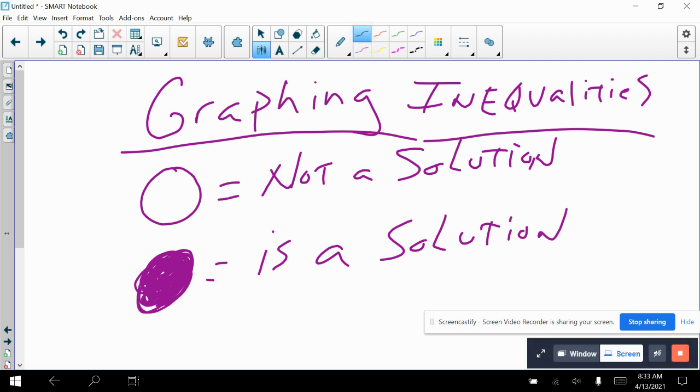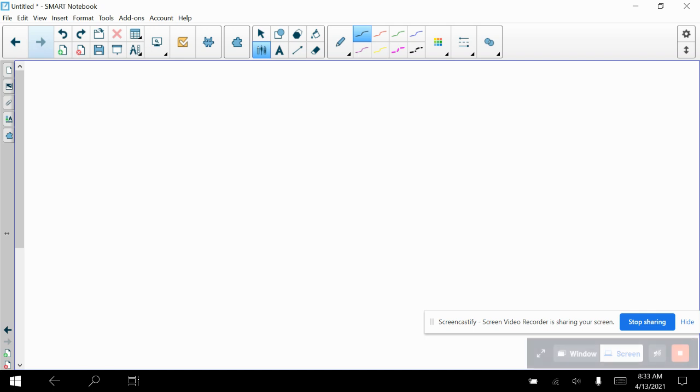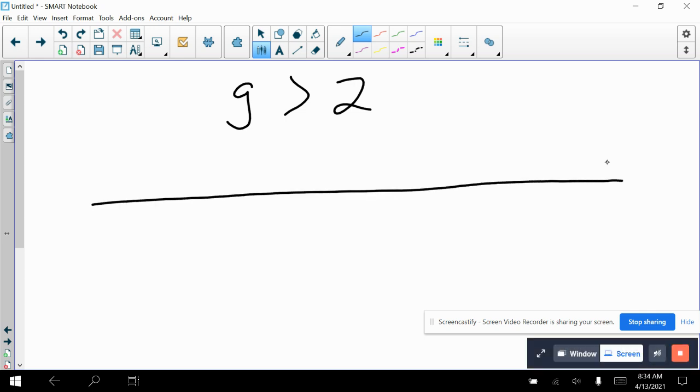All right, we good so far? Those are important in the graphing world here. Okay, so if we have the inequality g is greater than 2, we have to have a number line. I'm just making a generic one here.